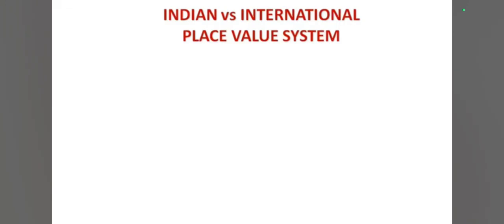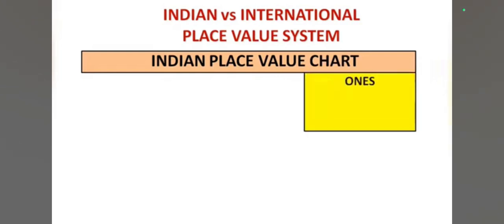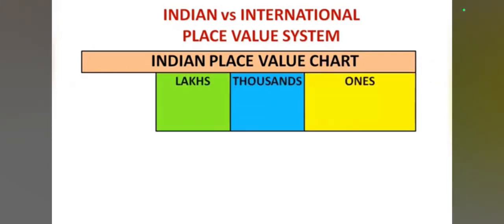Let us learn how to name a number in both Indian and International system. Okay, for this, let us see first what are the periods and places in the Indian system. In the Indian place value chart, from extreme right side, we have the periods ones, thousands, lakhs, and crores. Again, these periods are divided into places.